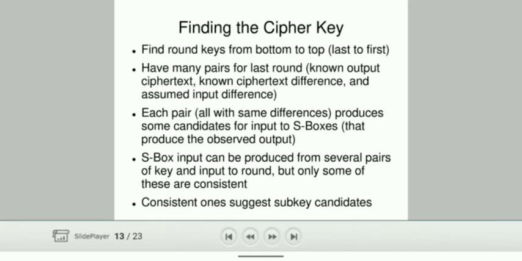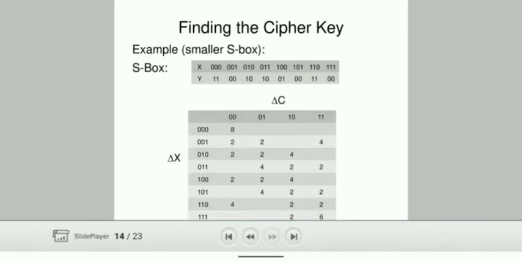Finding the cipher key. Find round keys from bottom to top, having many pairs for the last round. Each pair produces some candidates for the input to the S boxes. The S box input can be produced from several pairs of keys and inputs to the round, but only some of these are consistent. A consistent one suggests subkey candidates. Example, smaller S box.